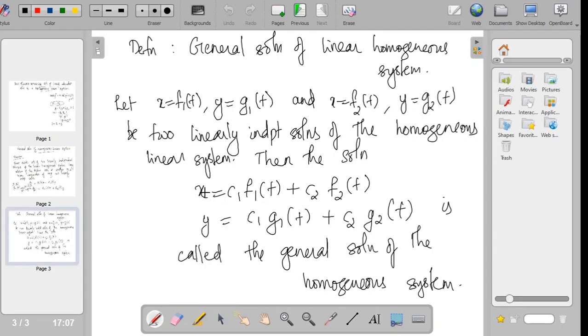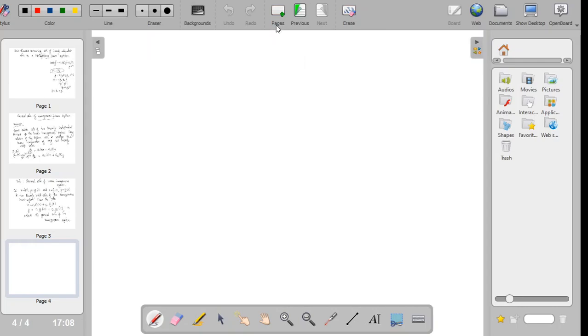So the general solution of a linear homogeneous system will be of the form x equal to c1 f1 plus c2 f2 and y equal to c1 g1 plus c2 g2. And now we will look into another definition for linear independence and linear dependence using Wronskian.